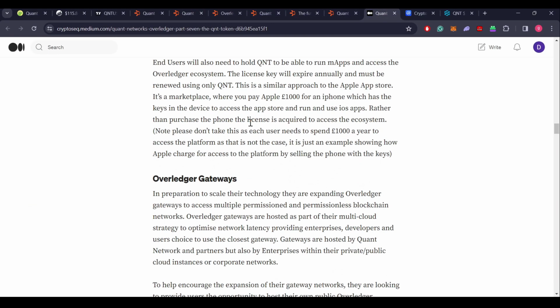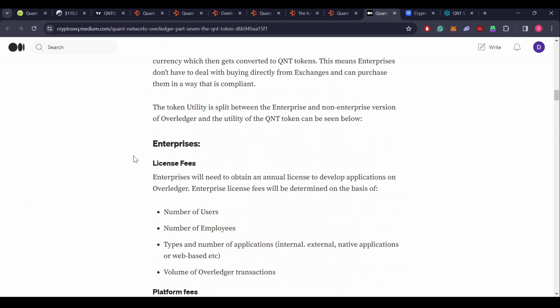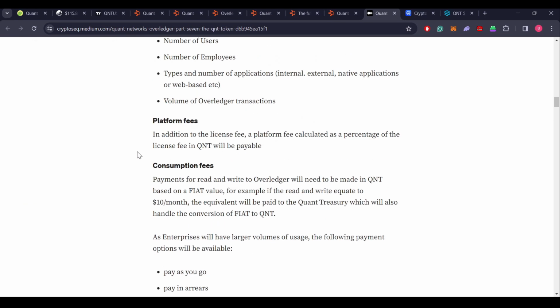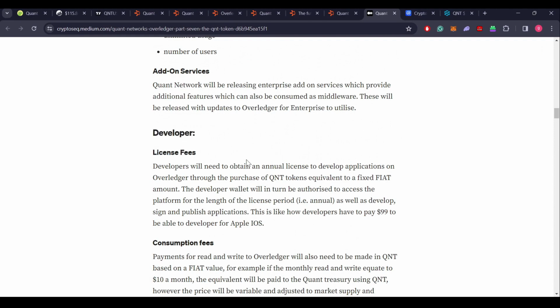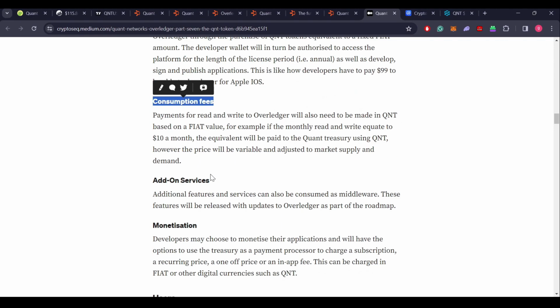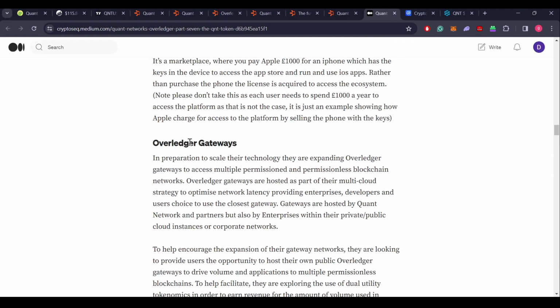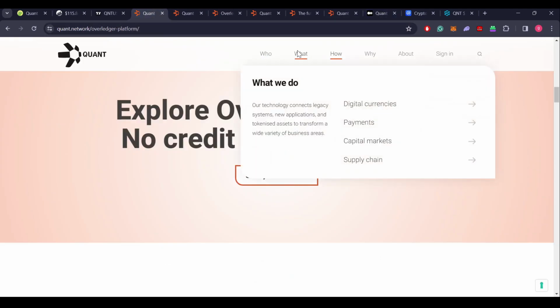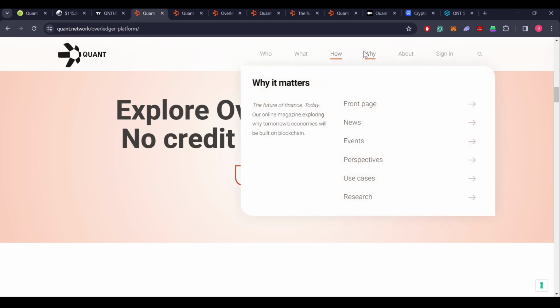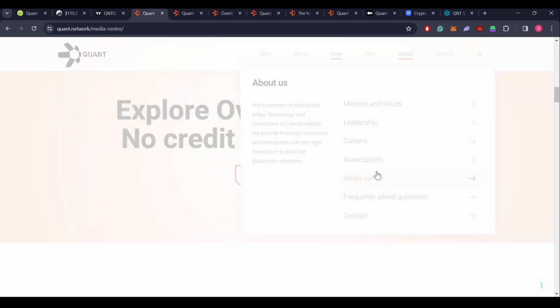In terms of its utility, as you can see here, Quant is used for these things. The first one would be platform license fees, platform fees, consumption fees, add-on services, and developer fees. In terms of developing, they have these license fees, consumption fees, and the same. In terms of users, they can pay in Quant. They have actually added more services, this was from 4 years ago. They have added some other things as well, and I think those also require the QNT token.